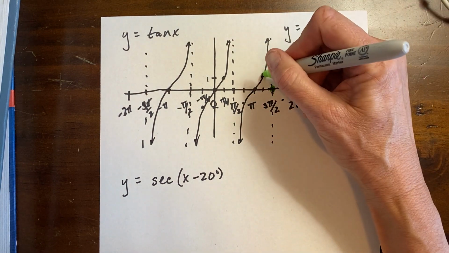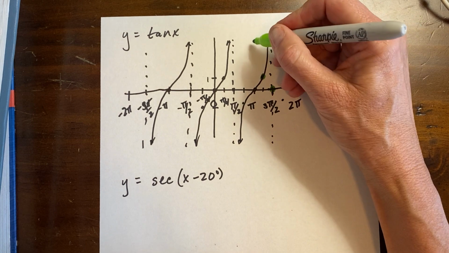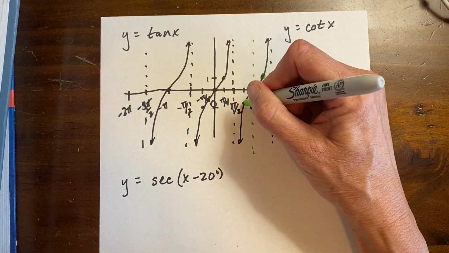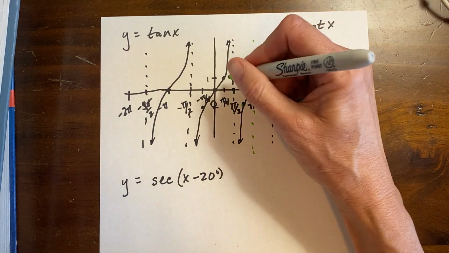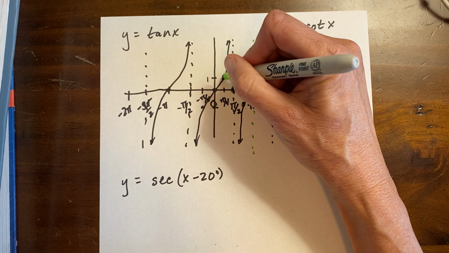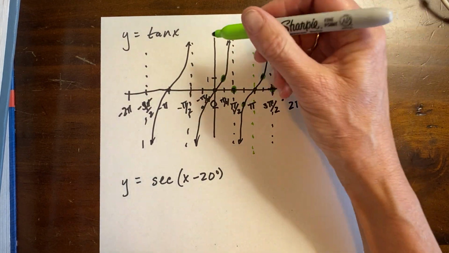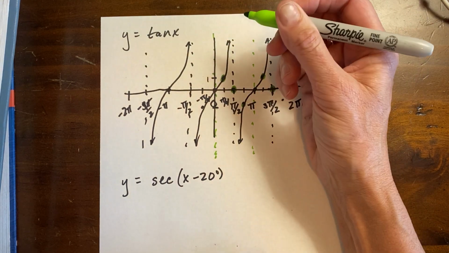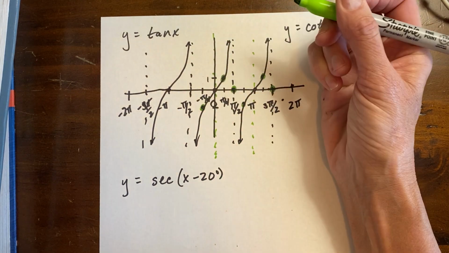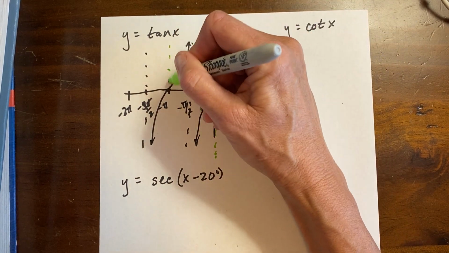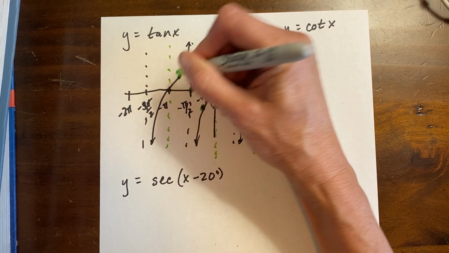The reciprocal of 1 is 1. The reciprocal of 0 is undefined. The reciprocal of -1 is -1. The reciprocal of undefined is 0. The reciprocal of 1 is 1, and the reciprocal of 0 is undefined. The reciprocal of -1 is -1. The reciprocal of undefined is 0. The reciprocal of 0 is undefined. The reciprocal of 1 is 1.